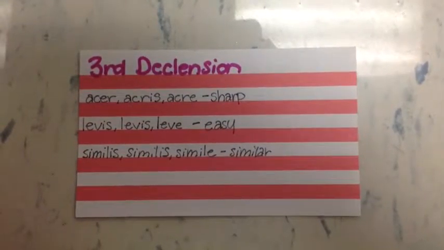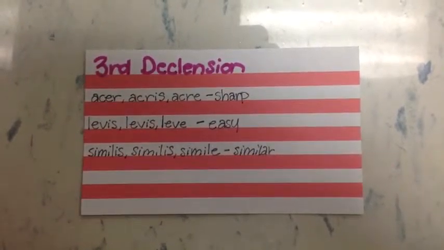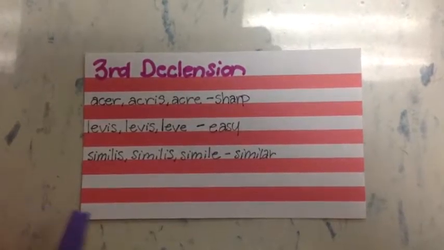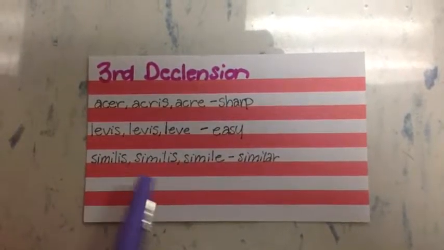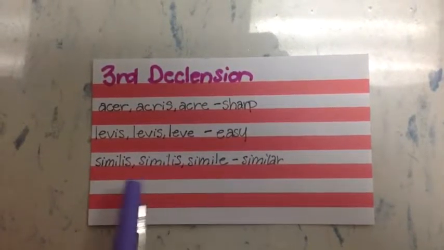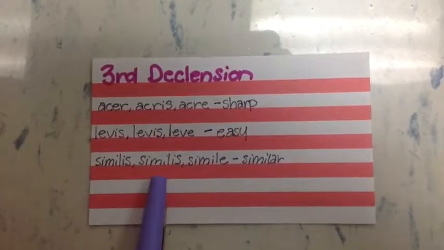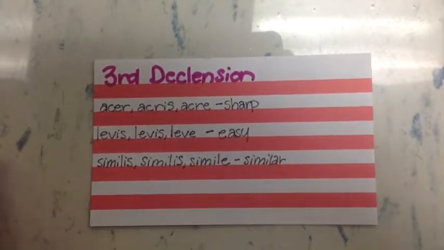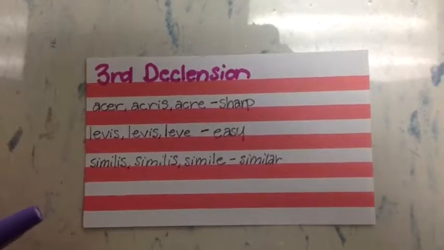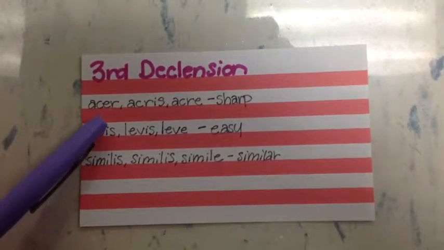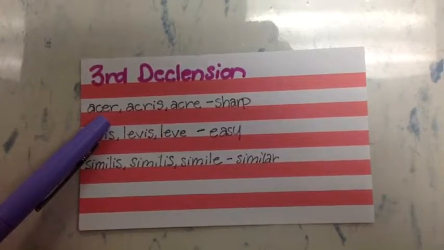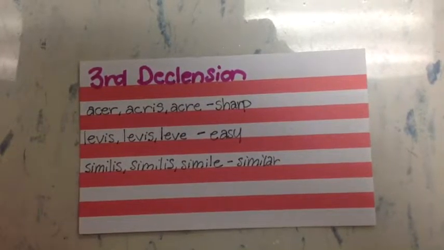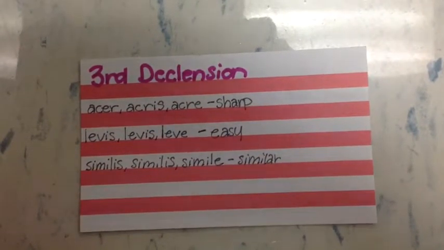Now we're going to look at some third declension adjectives. And so for these, most of the time they're going to end in is, and e. So it'll be similis, similis, simile. And so most of the time that's what it's going to look like, but for some cases in the masculine form it'll be er. And so here are some examples of third declension adjectives.